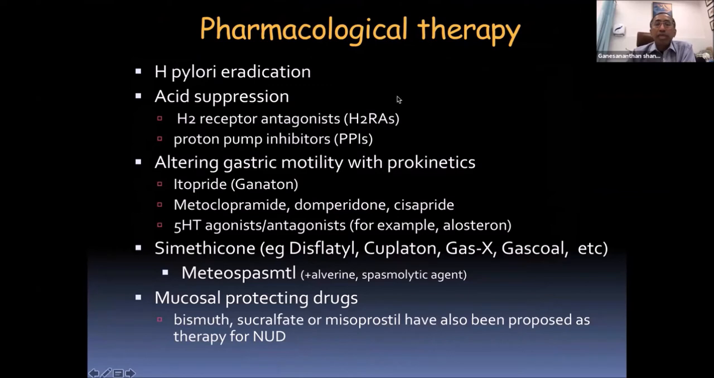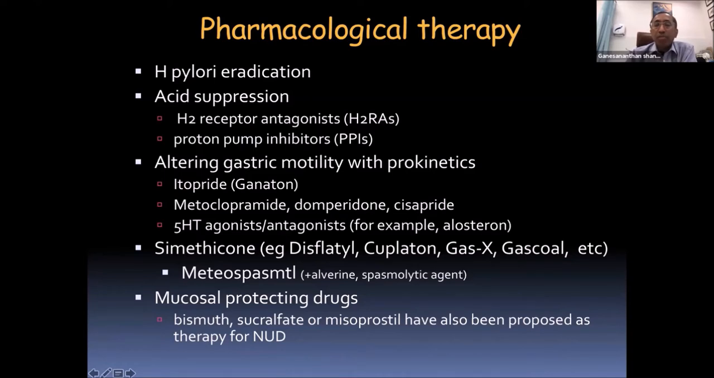Your tools of therapy would be H. pylori eradication, acid suppression, which can be H2RA or proton pump inhibitors. Again, motility agents, as prokinetic agents, itopride being the number one that I have in my armamentarium. Metoclopramide, I don't use very much because it's got a lot of side effects. Domperidone, I'm very careful with it. I don't use it any more than 2 weeks because of the reported higher incidence of QT prolongation, and also a little bit of extrapyramidal side effects.